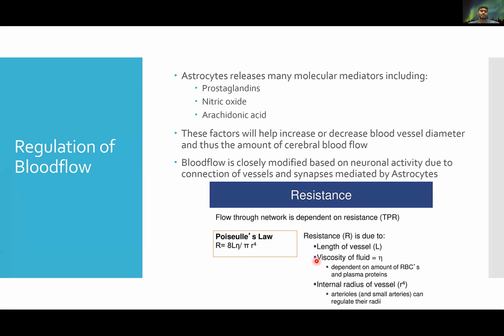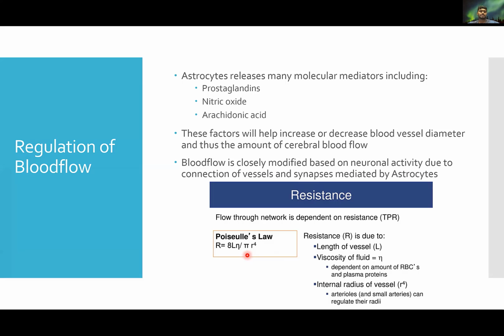So this equation is about fluid resistance. Resistance is equal to 8 times the length of the vessel times the viscosity of the fluid, divided by pi times the radius to the fourth power. So you don't have to memorize this, but just understand what it means. It'll help you understand why we use vasoconstriction and vasodilators to regulate blood flow.